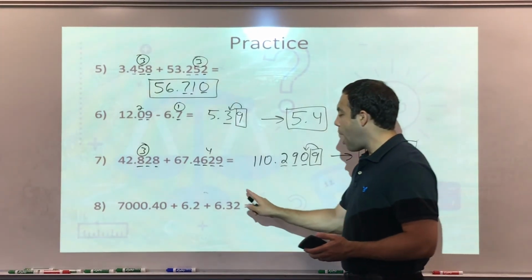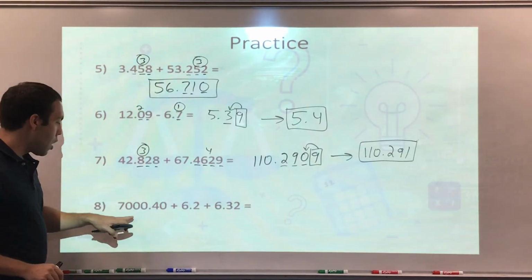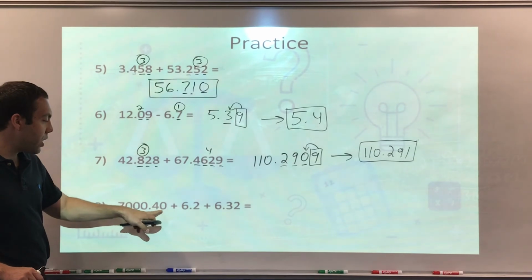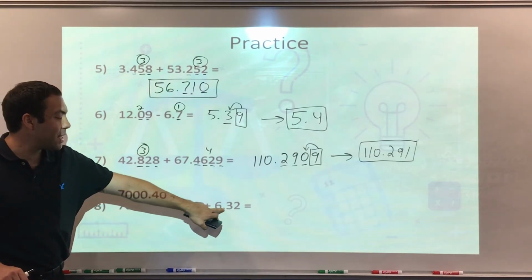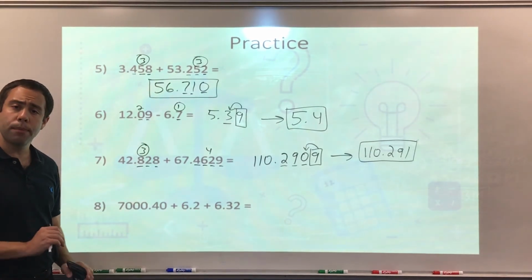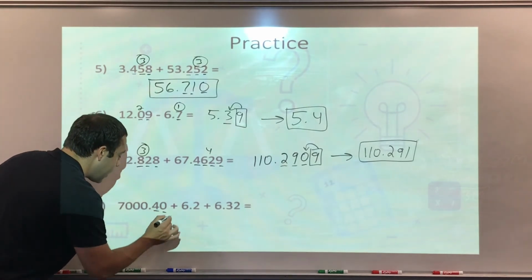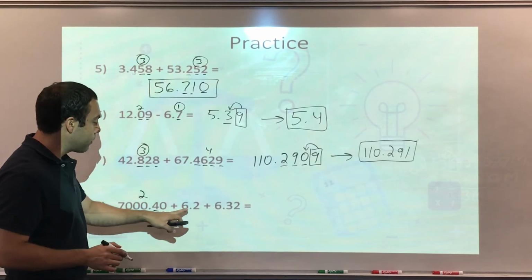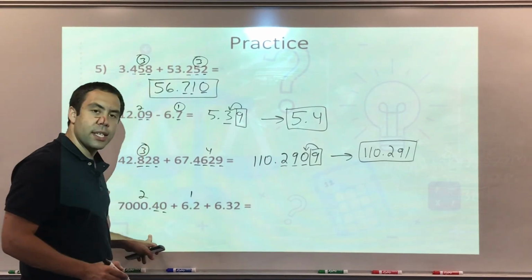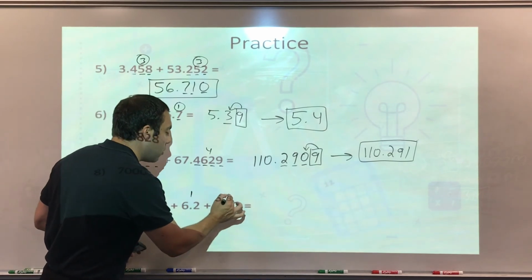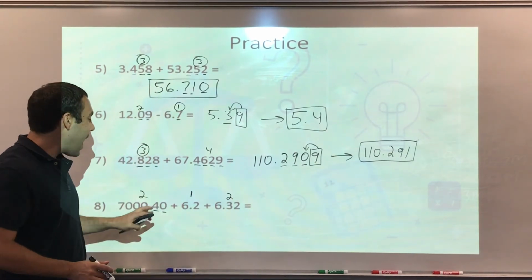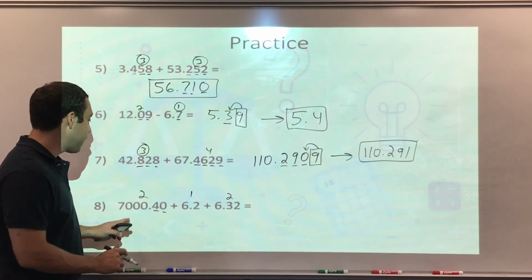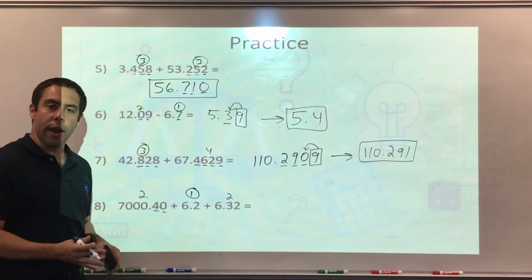Finally, problem number 8. We have 3 values that we have to add together. We have 7,000.40 plus 6.2 plus 6.32. Step 1, same thing. We find out that the first number, 7,000.40, has 2 decimal places. 6.2 has 1 decimal place. And 6.32 has 2 decimal places. Out of all these numbers, we still go with the least number of decimal places. In this case, it will be 1.